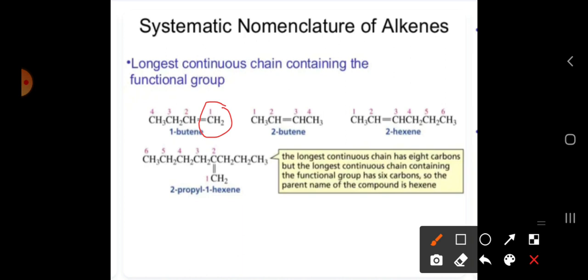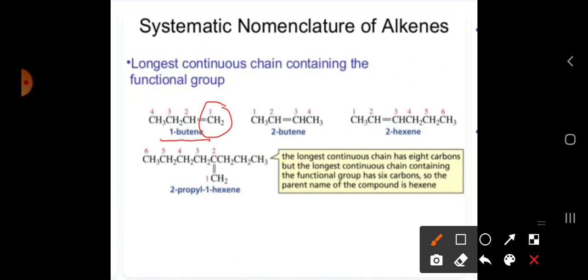How will the numbering come? 1, 2, 3, 4. So we can say four carbons are there and one double bond is present. By this we can say it is butene, or we can say it as but-1-ene.